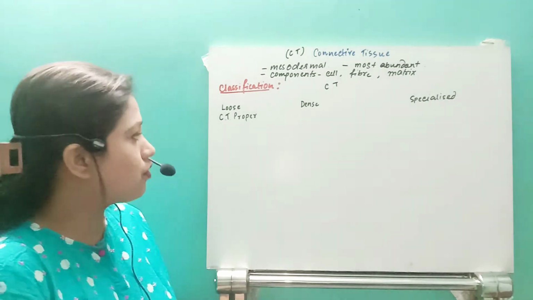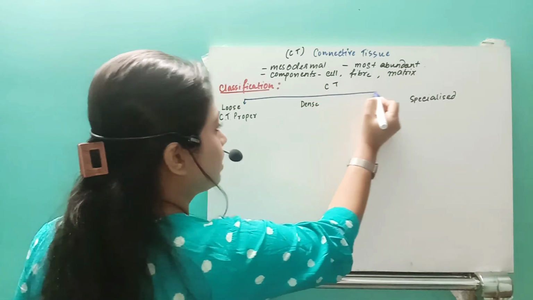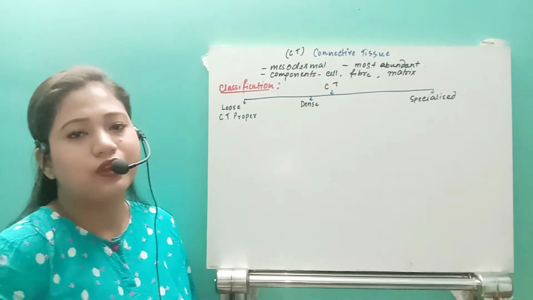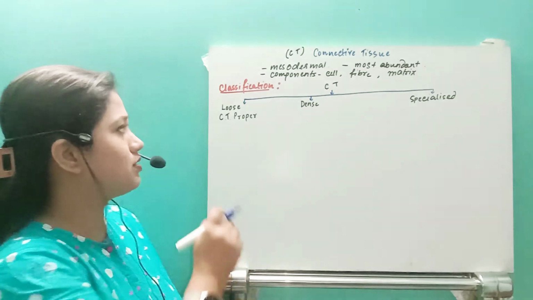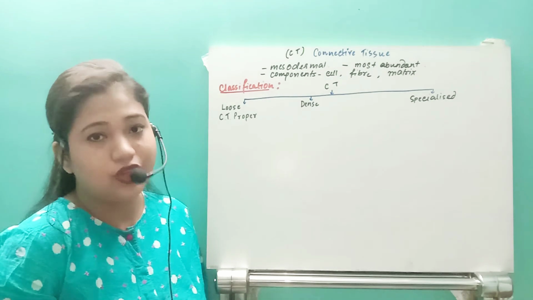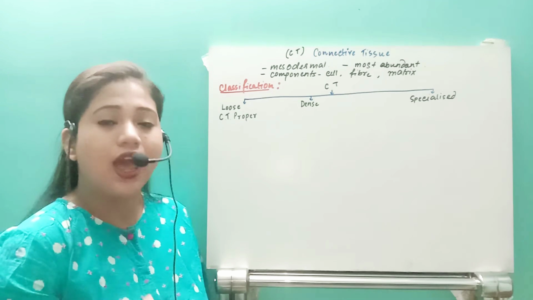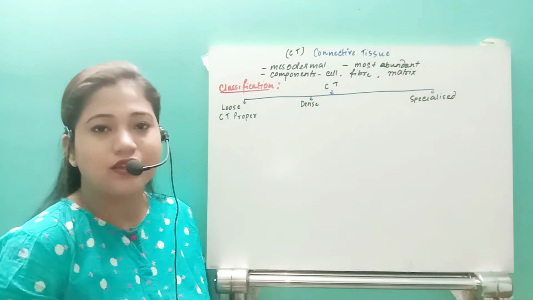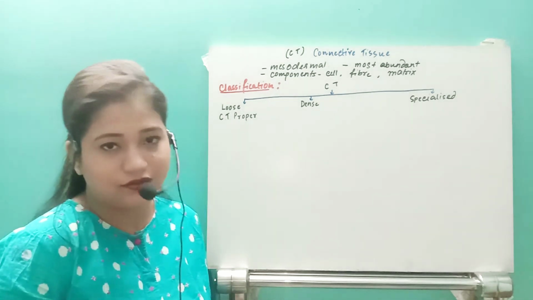What are they? First of all, this is loose connective tissue, where the components are loosely aggregated, and this loose connective tissue will have very little fibers. They are not compactly present. So that's why it is a loose connective tissue. If it comes to the dense connective tissue, then the white fibers and the yellow fibers are compactly arranged, and that's why it is known as dense connective tissue. And specialized is specialized because in different concentration, in different form, it forms the specialized connective tissue.